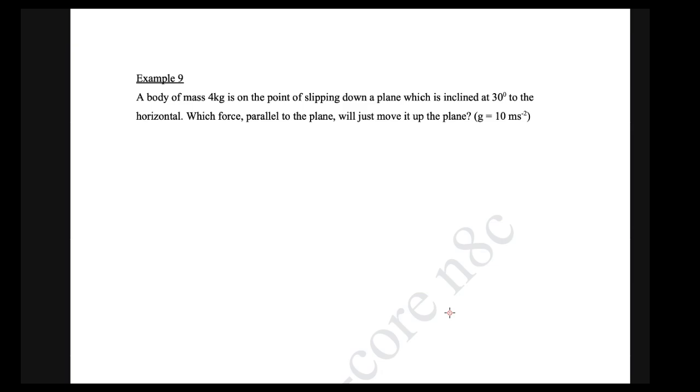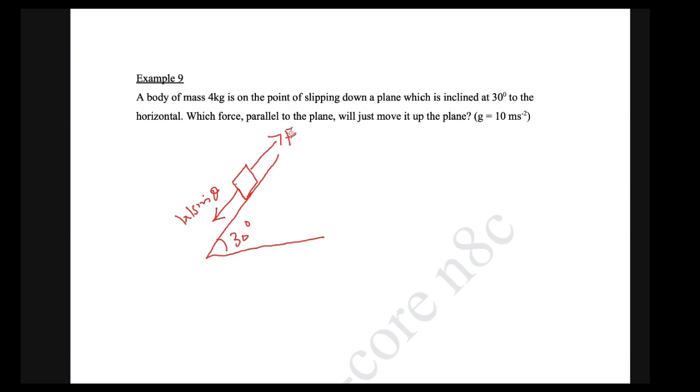Now, the question says that a body of mass 4 kg is on the point of slipping down a plane inclined at 30 degrees. So this is the plane. The plane is inclined at 30 degrees. It's on the point of slipping down, right? And we know that the force that will make it slip down is, of course, W sin theta. Now, which force parallel to the plane will just move it up the plane? So we are looking for an upward force.